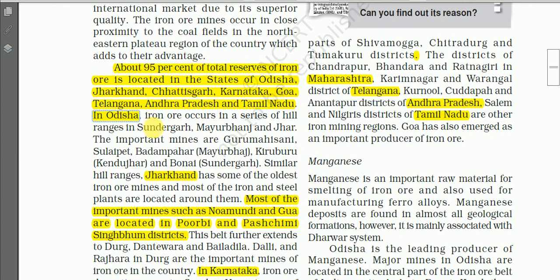Now, the distribution of iron ore mines. In Orissa, iron ore occurs in a series of hill ranges in Sundargarh, Mayurbhanj, and Jhar. Important mines here are Gurumahisani, Sulaipat, Badam Pahad in Mayurbhanj, then Kiruburu in Kendujhar district, and Bonai in Sundargarh. So this is Orissa.